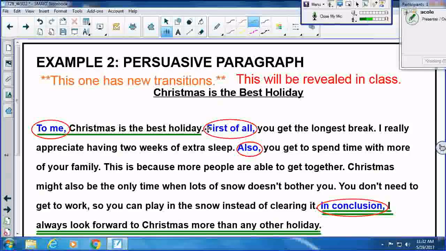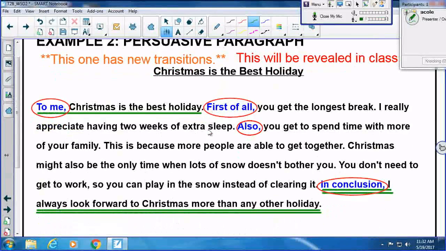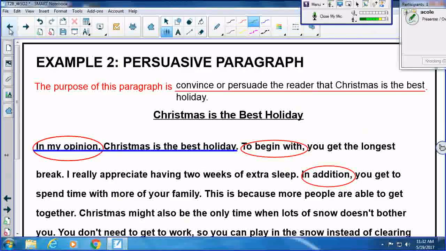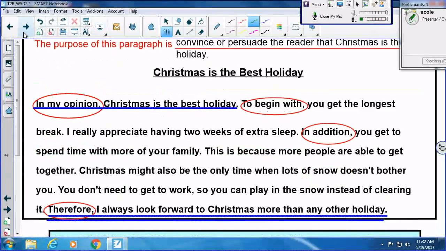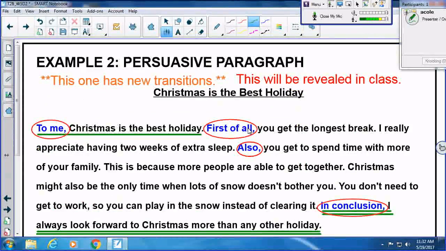All right, so now I've changed up the transitions. So instead of using in my opinion, I say to me, right? To me. And you always put a comma after a transition. And then the other ones I had before, I had to begin with and in addition. So instead of to begin with, I used first of all. And instead of in addition, I used also. So you can see that you could maybe use a similar transition instead. And then instead of therefore, I used in conclusion. Right? So there's lots of options for using transitions.